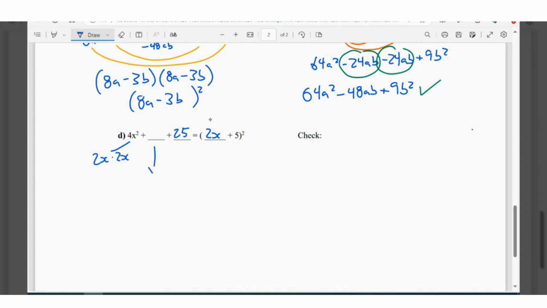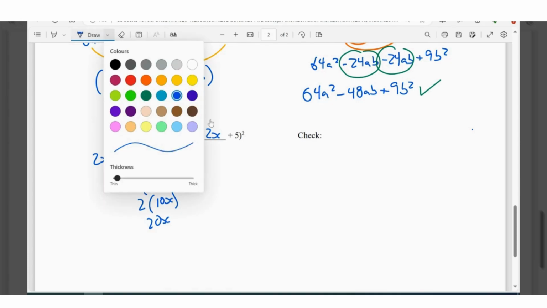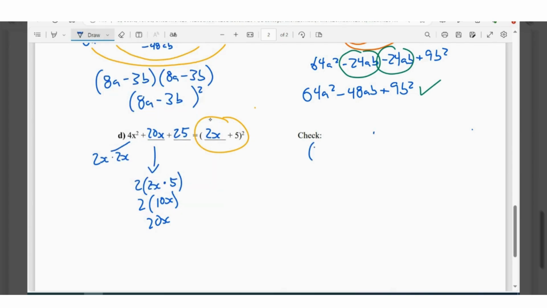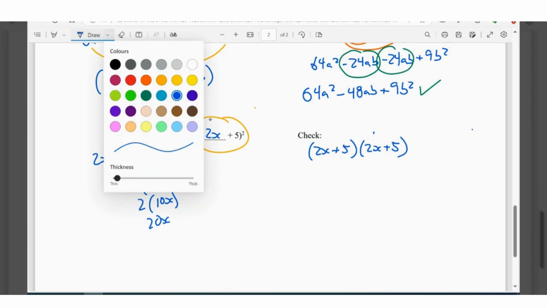So we know the middle term is going to be 2 times 2x times 5. So we know it's going to be 2 times 2x times 5, 10x. So we know it's going to be 20x. And then let's check. So is it true? This is our final answer. We can check that by having it 2x plus 5 times 2x plus 5 and just see if this is true.